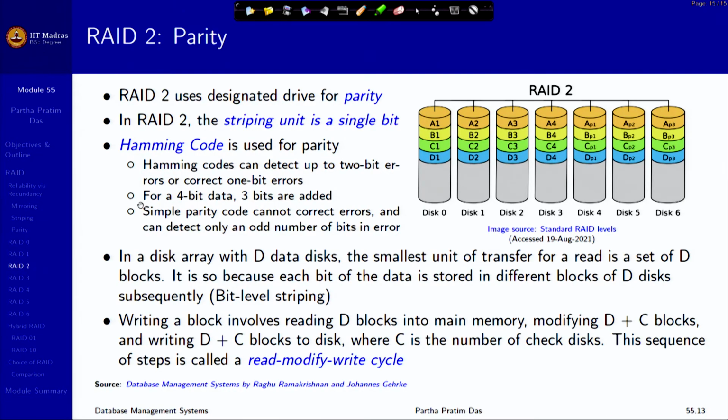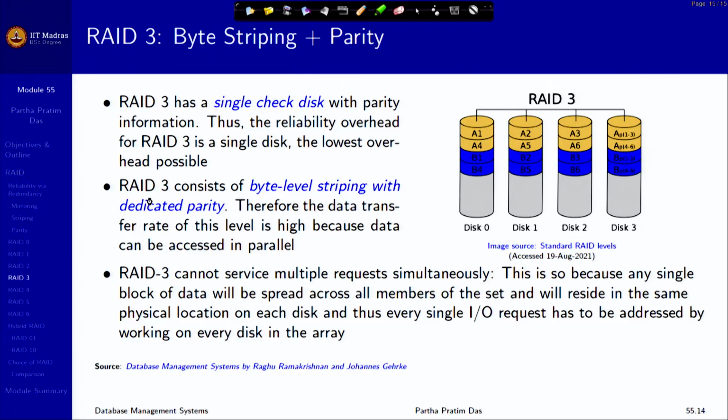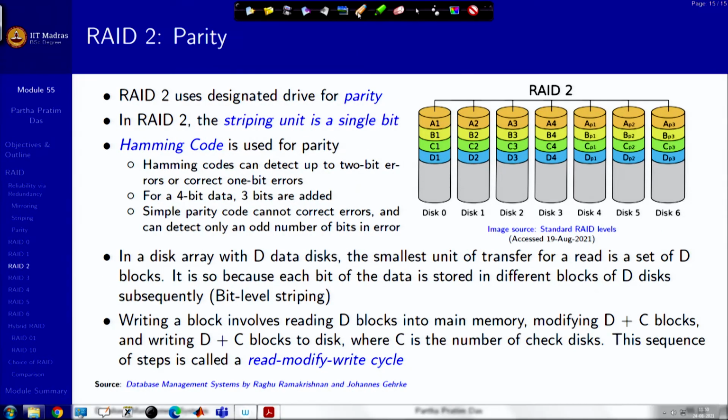How many bits you will need for this parity depends on how many bits you are trying to code. If you have 4-bit data, you need 3 additional bits. Here the illustration is with 4-bit data. These are striped A1, A2, A3, A4, and then you have 3 parity bits AP1, AP2, AP3. These are the Hamming bits which you spread. So, you have 7 disks over which the striping is happening.